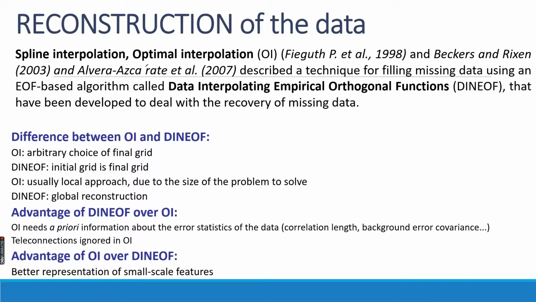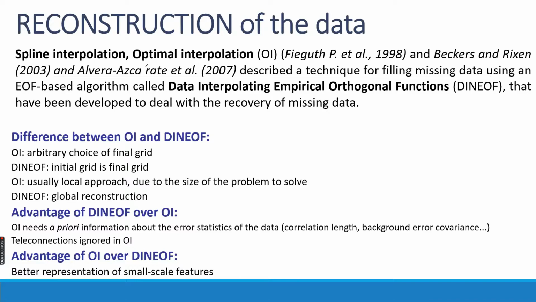The difference between OI and DINEOF is that with OI there is a more arbitrary choice of the final grid, whereas for DINEOF the initial grid is the final grid. So OI is usually applied in a local approach due to the size of the problem to solve, while DINEOF can be applied in global reconstructions. This is also an advantage of DINEOF over OI.